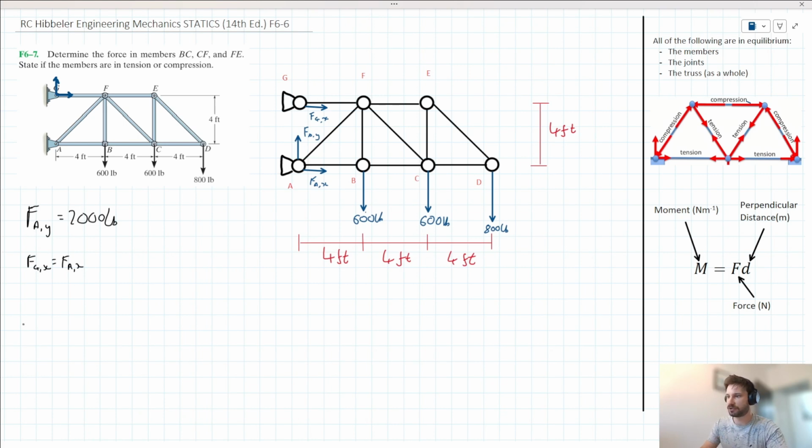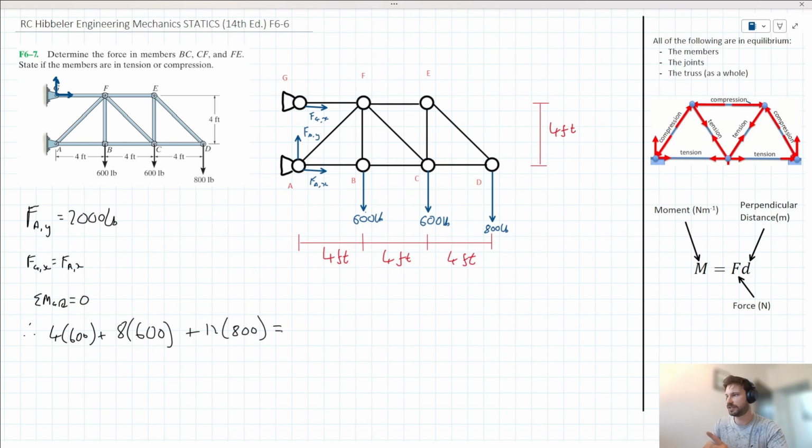Let's take moments about G, so we can say the sum of moments acting at G is equal to 0, since this system is in equilibrium. Therefore, things acting clockwise are equal to things acting anti-clockwise. So what moments do we have acting clockwise? Well, we've got this one at B, C, and D here. So at B, we'll have 4 times 600. At C, we will have 8 times 600. And at D, we will have 12 times 800.